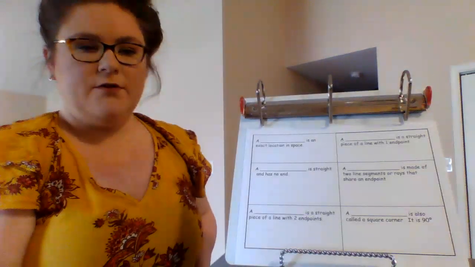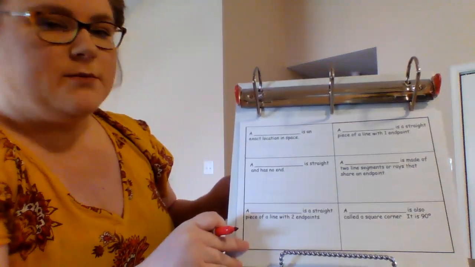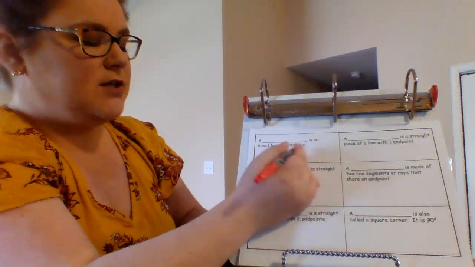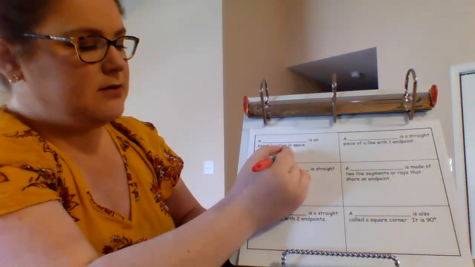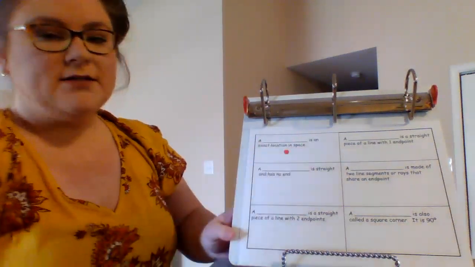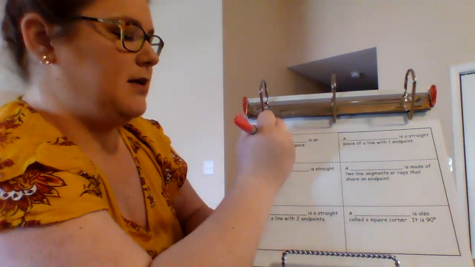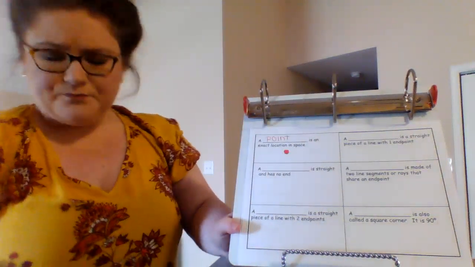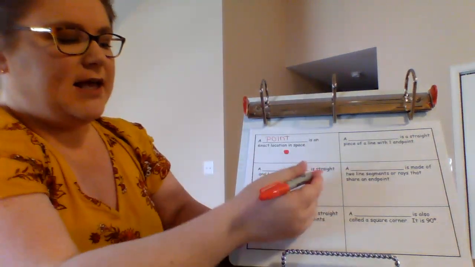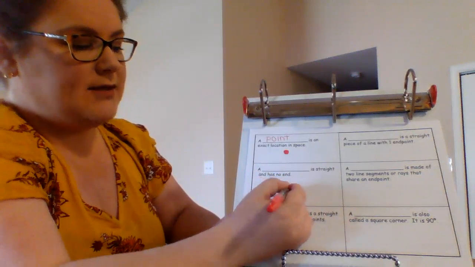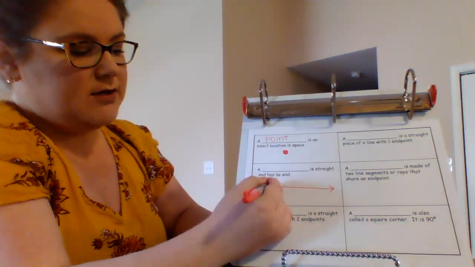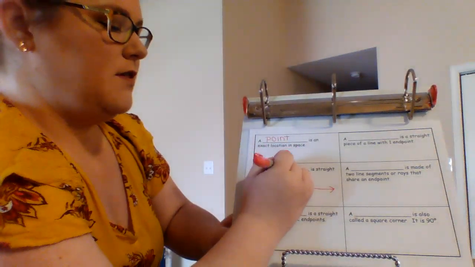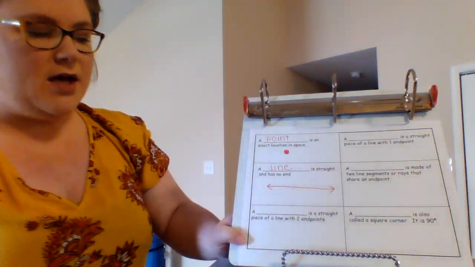So let's recap some of our vocabulary. Let me scooch it up in case it's hard to see. So, what is an exact location in space? The definition, an exact location in space is a point. Okay? Now, what is straight and has no end? That means it goes on and on in both directions.